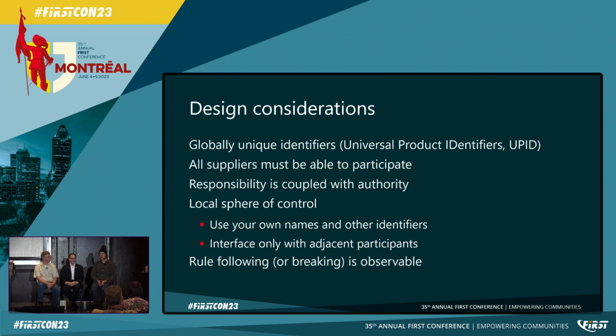We're going to have this globally unique identifier system. Our code name for this talk is UPID. All suppliers must be able to participate, inclusivity, right? Responsibility and authority are tightly coupled with each other, otherwise you've made a broken system from the beginning.